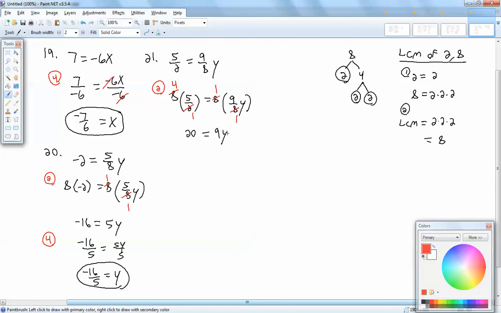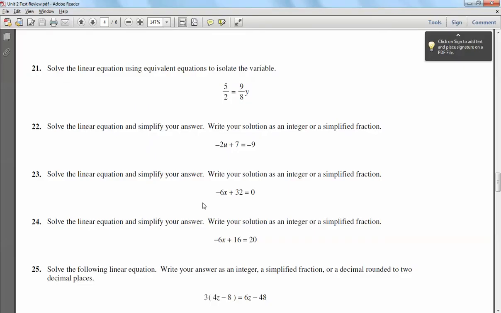Step 3. Get everything with y on one side, all the numbers on the other side. That's done. Step 4. Divide both sides by the number in front of your y. The number in front of your y is a 9. So we're going to divide both sides by 9. And we get 20/9 equals, those 9's cancel, and we're left with y there. And that's our answer.